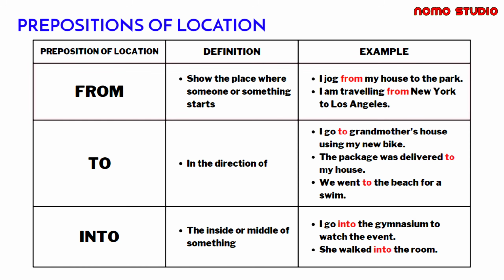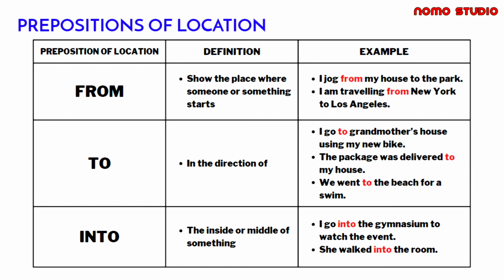So first, we have from. So ginagamit yung from to show the place where someone or something starts. So let's say for example, I jog from my house to the park. Another example, I am traveling from New York to Los Angeles. So in this example, ginamit yung from because we indicate the starting point of the journey, which is New York. And it shows that the speaker's departure location is New York and the destination is Los Angeles.